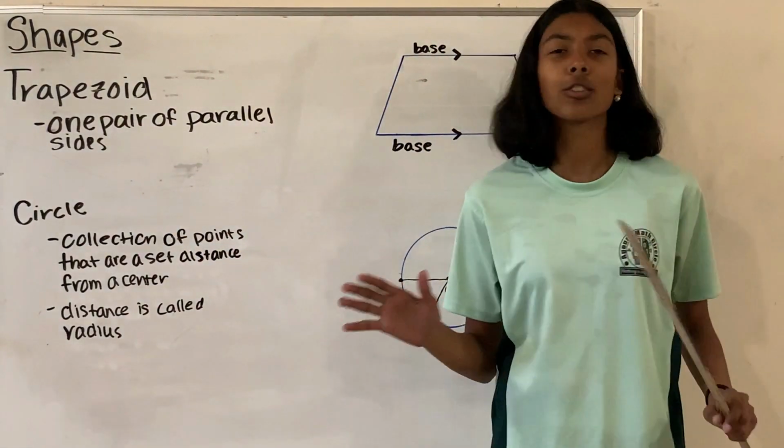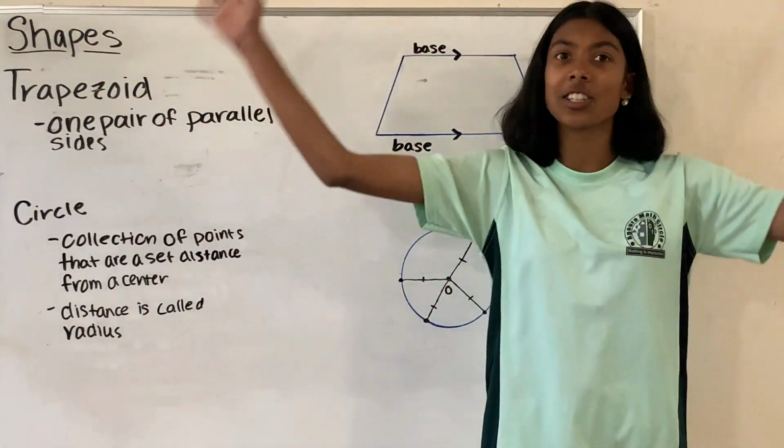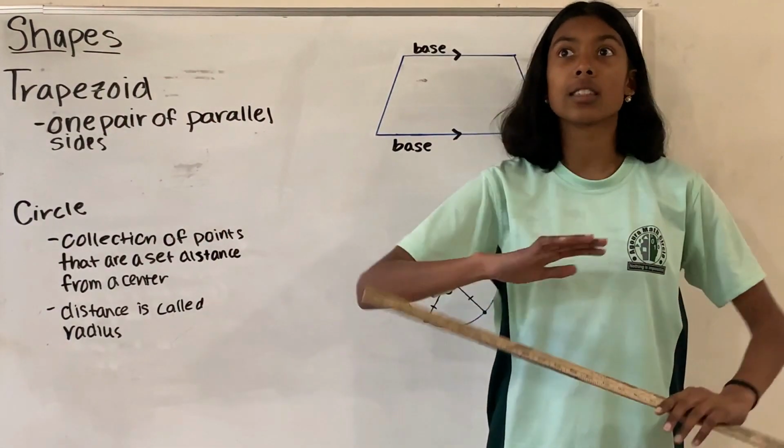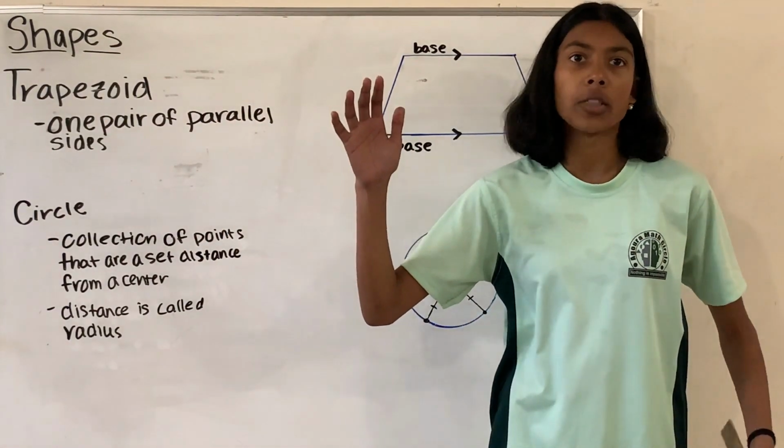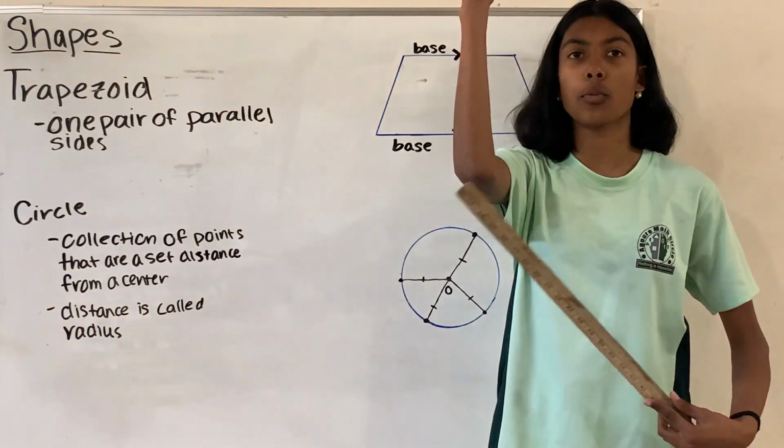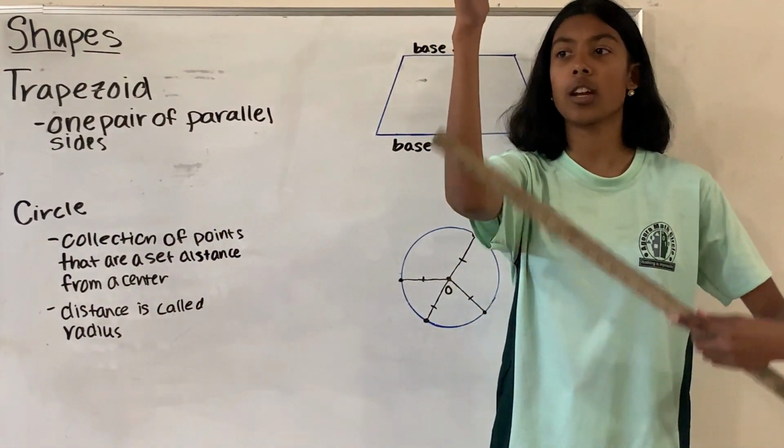Now we move on to a circle. A circle is basically the collection of all points that are at a set distance from another point. So let's say this is my center point, and this right here is the distance.